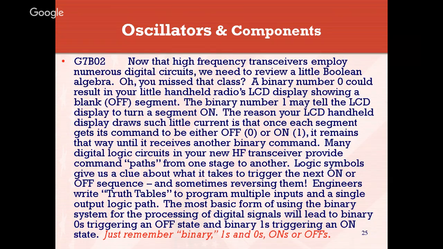The only thing you really need to remember here, and we could get into this, we could talk about AND gates, NAND gates, OR gates, NOR gates, and all kinds of other stuff. But basically, what you really want to remember here is that in binary, ones and zeros represent ons and offs. A 1 is on, a 0 state is off.